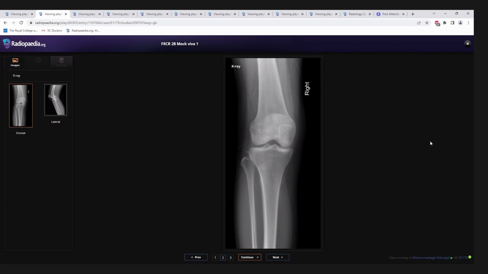Doctor, are you sure it is a Segond fracture? It looks like, yeah, it could be a fibular head avulsion fracture. And what would you be concerned about then? In that case, we should be concerned about lateral collateral ligament injury because that attaches onto the fibular head.